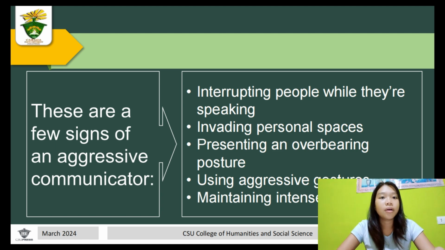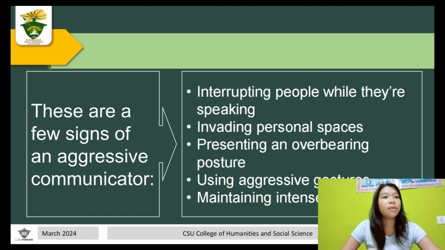Aggressive gestures, right? I said earlier that they have these unpredictable and explosive reactions. So maybe, for example, when someone is talking and they don't like what that person said, they might even bang on the table.